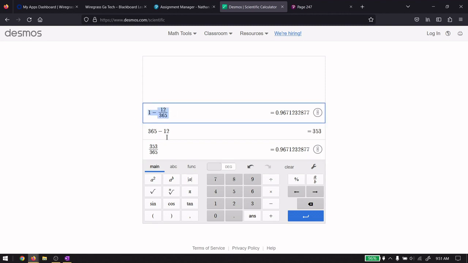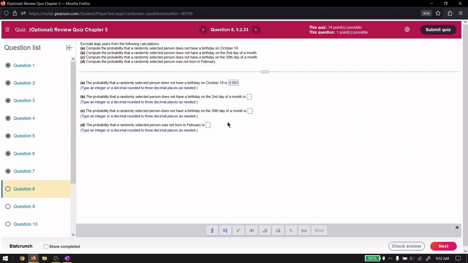This is using the complement probability. This is using the actual probability. Both of them give you the same answer. Sometimes it's easier to think about what you don't want and remove it from what you do, or from the total possibilities, which is always 1 for probability. So 0.967 is what we're looking for here.